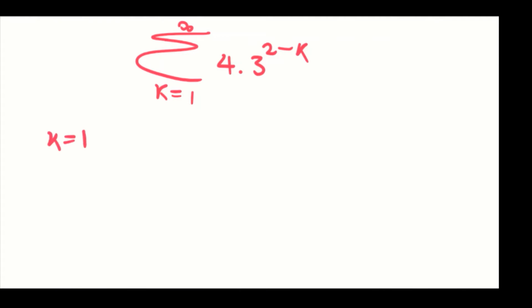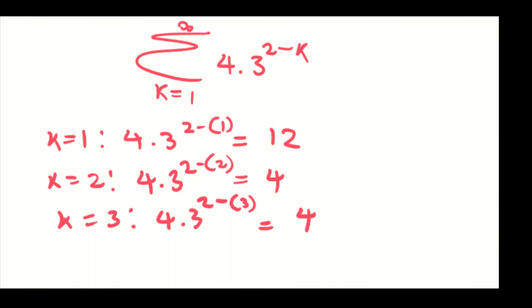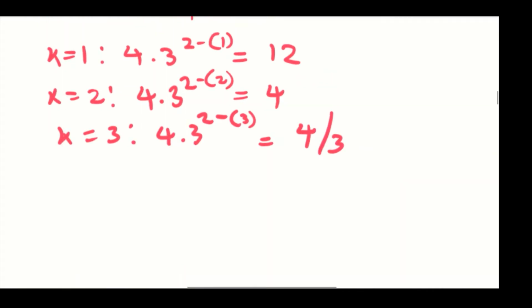So when k is equal to 1, we substitute that into the expression, and we find 12 if you punch your calculator. When k is equal to 2, we have 4 multiplied by 3 to the power of 2 minus 2, which equals 4. And when k is equal to 3, we have 4 multiplied by 3 to the power of 2 minus 3, and then we get a value of 4 over 3, right? So we're having our terms. The first term is 12, the second term is 4, the third term is 4 over 3.